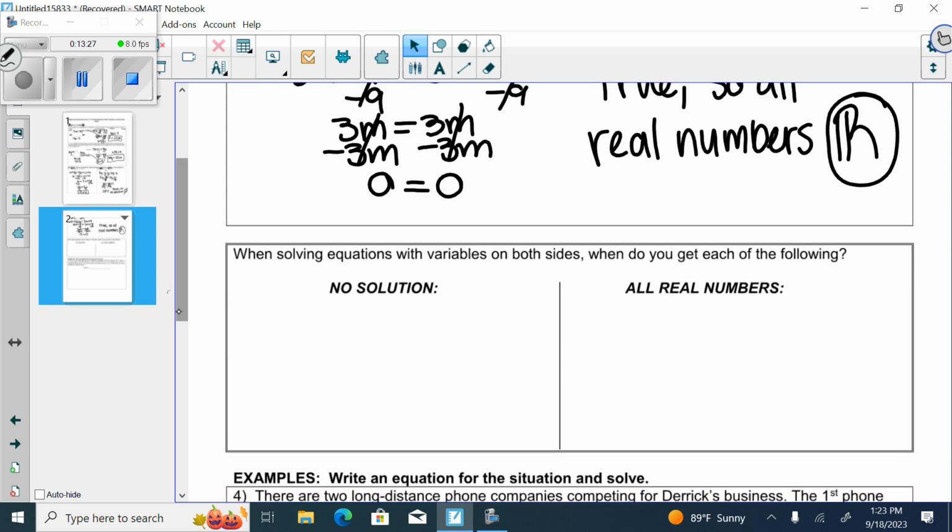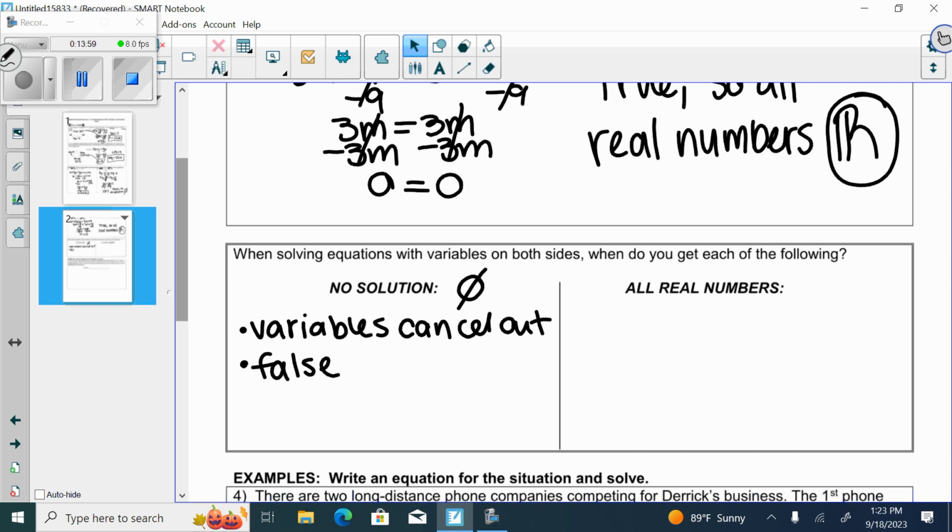When solving equations with variables on both sides, when do we get each of the following answers? If you get all of the variables to go away, like we did in numbers 2 and 3, then your answer would be no solution, which is this symbol here. This happens when all the variables cancel out and you are left with a false statement.